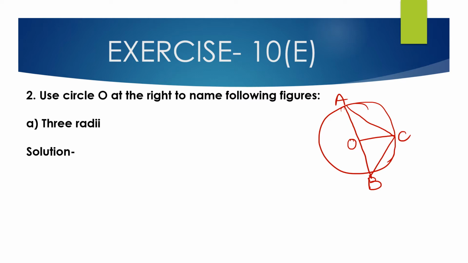First bit: 3 radii. Which are the 3 radii in this given figure? The radii are OA, OB and OC. So there are 3 radii in this figure: OA, OB, OC.